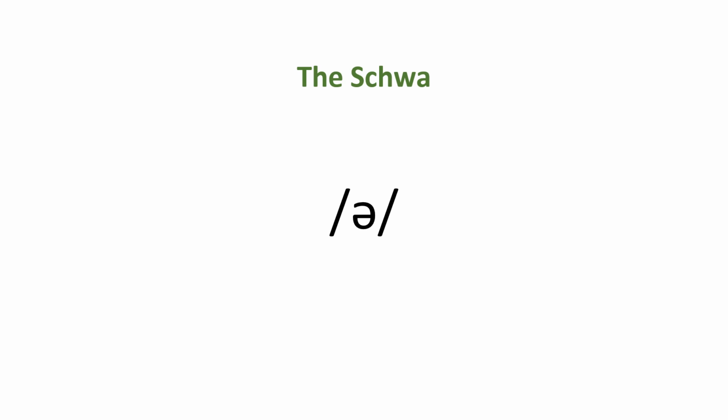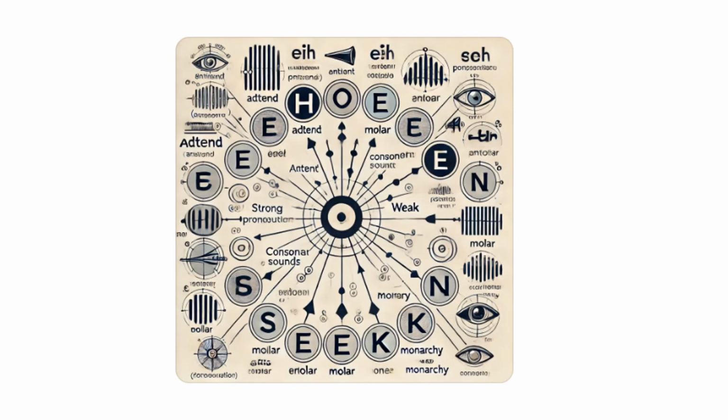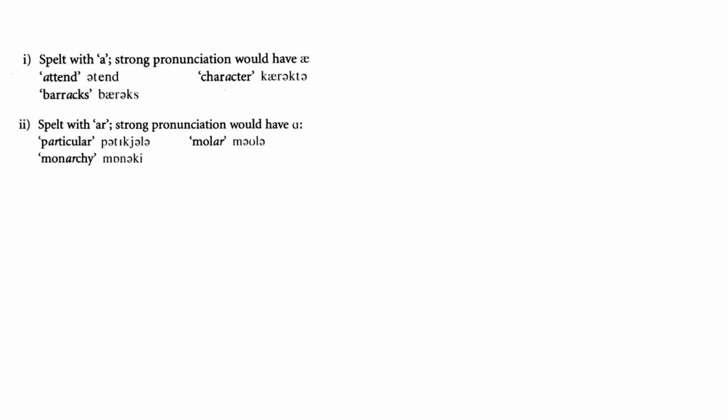By considering the spelling and imagining the syllable pronounced strongly, learners can infer the correct weak pronunciation. Here is a guide to understanding how weak syllables in English can be pronounced as strong syllables based on their spelling. The basic idea is to predict what vowel a weak syllable might have if it were spoken more forcefully or with emphasis, following typical English spelling rules. Spelt with A, strong pronunciation would have a longer vowel, as in the words attend, character, barracks. Spelt with R, strong pronunciation would have A, as in the words particular, molar, monarchy.